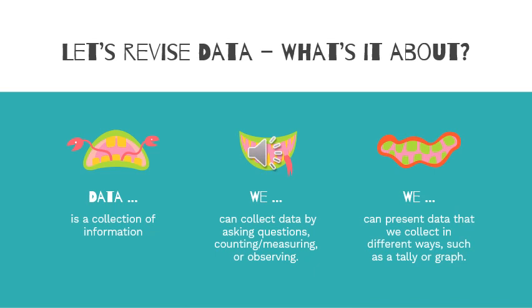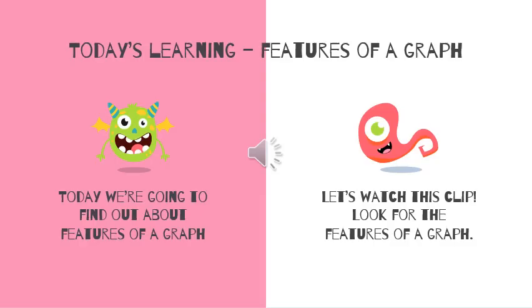Let's revise about data. What's it about? Data is a collection of information. We can collect data by asking questions, counting or measuring information, or observing things that go on around us. We can present data that we collect in different ways, such as a tally, a graph, or a chart. Today's learning is we're going to learn about the features of a simple graph. Let's watch this clip, and I want you to carefully look for the features of a graph.